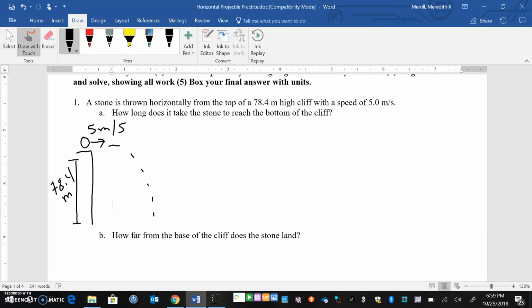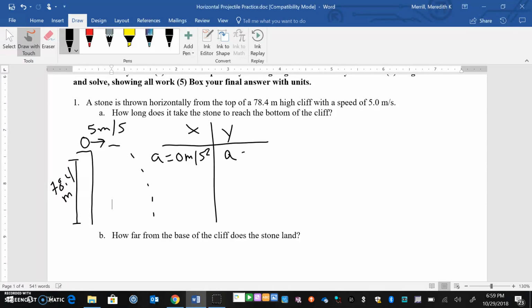So to start these problems, you want to create an XY chart. In the XY chart, there are a couple of things that we automatically know. In the x direction, the acceleration is 0. We always know this, it's a given. Gravity is only pulling in the y direction, so there's no force in the x direction that's going to cause this thing to speed up or slow down.